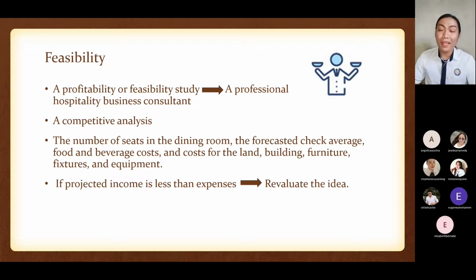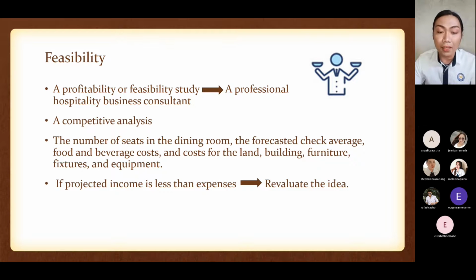Good morning, everyone. I am Brian Umberlan, and I'm going to report feasibility. A feasibility study is an assessment of the practicality of a project or system. A feasibility study aims to objectively and rationally uncover the strengths and weaknesses of an existing business or proposed venture, and that will lead you to become a professional hospitality consultant that provides advice and guidance to businesses and organizations.